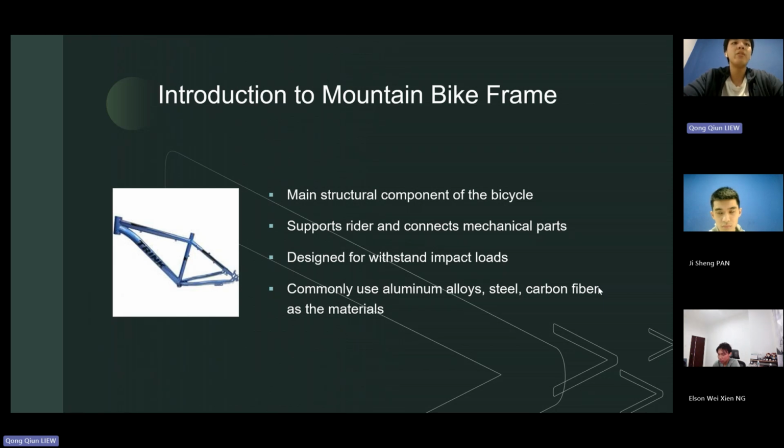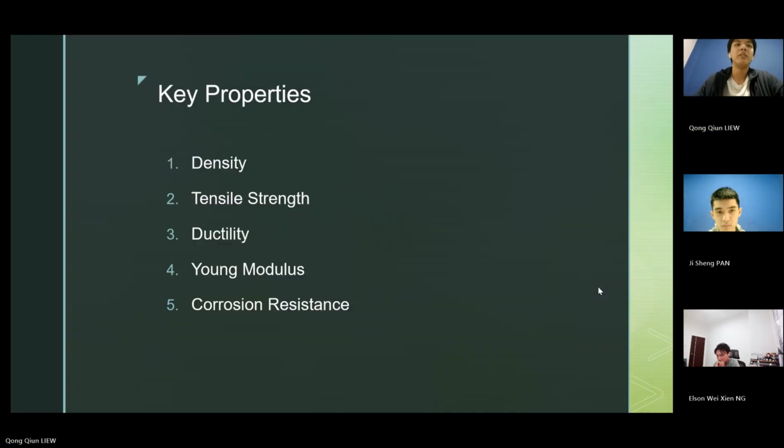This means that the material used for the frame must be carefully selected to ensure safety, performance, and durability over time. Aluminum alloys, steel, and carbon fiber are the common materials of the mountain bike frame, each offering different advantages depending on the required properties. For this project, we identify 5 key material properties that are essential for a mountain bike frame.